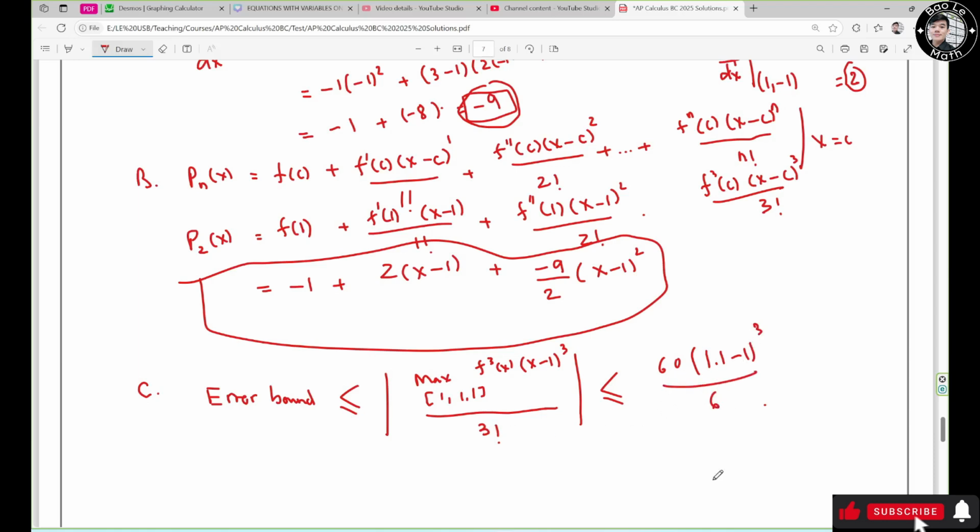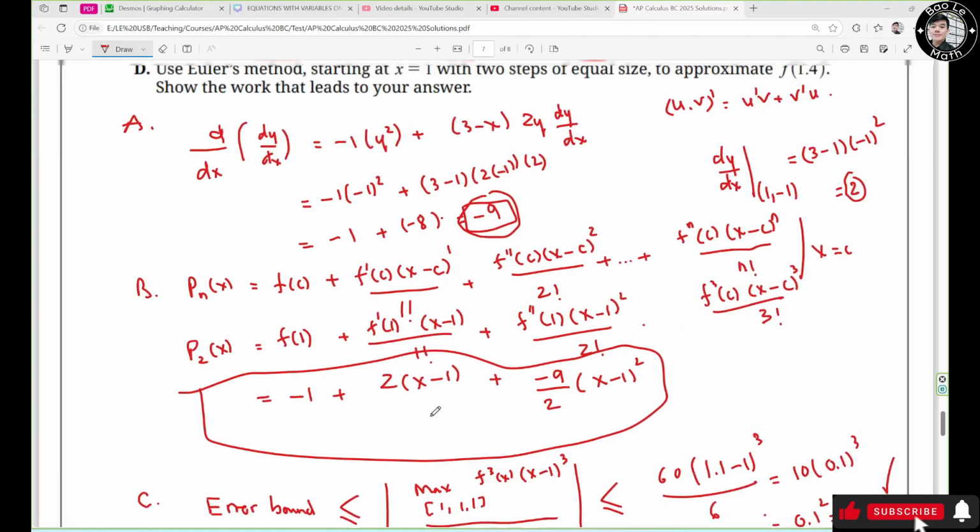It's going to be 6, right? Now we're going to simplify this one. It's going to be 60 divided by 6, which is 10, right? So we have 10 times (1.1 minus 1), which is 0.1 cubed, right? So this turns out to be 0.1 squared, which is 0.01. So this one has been proved.